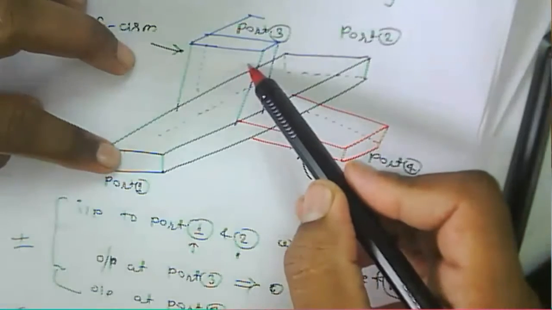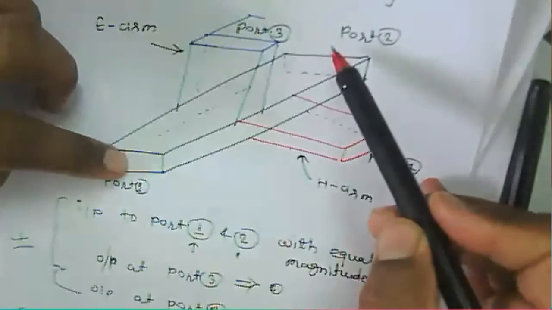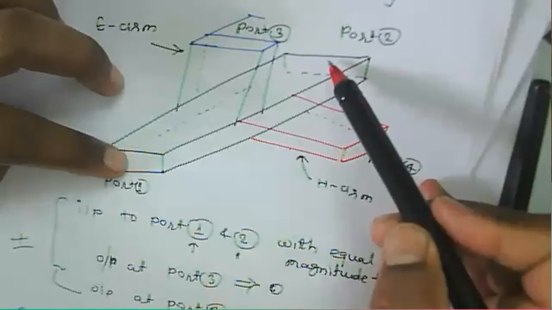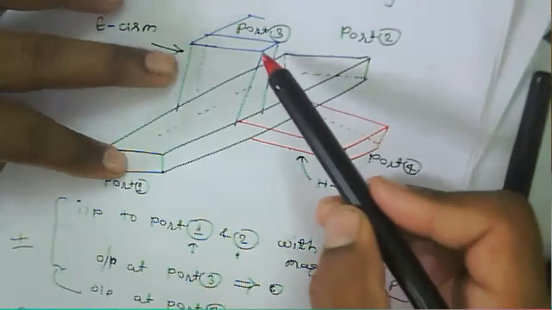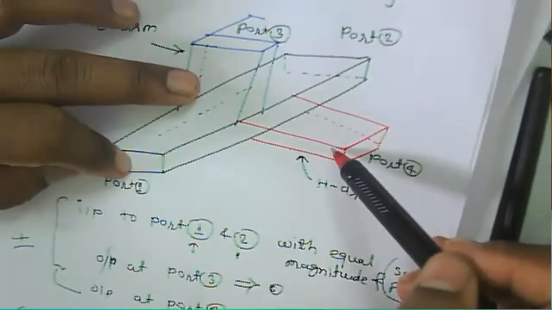At port 3 it becomes a 0. If we provide the input to port 1 and port 2 with equal magnitude and opposite phase, or you can say out of phase, in that case output will be available at port 3, that will be additive, and port 4 will be equal to 0.